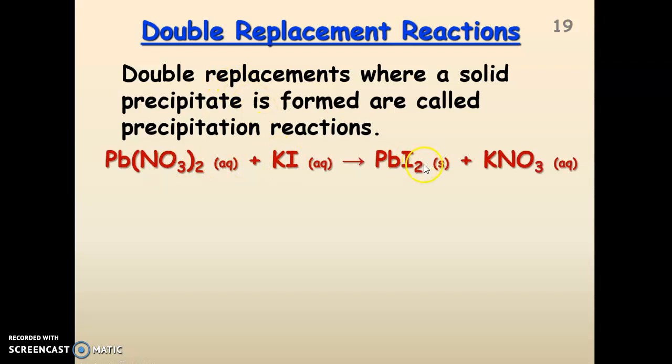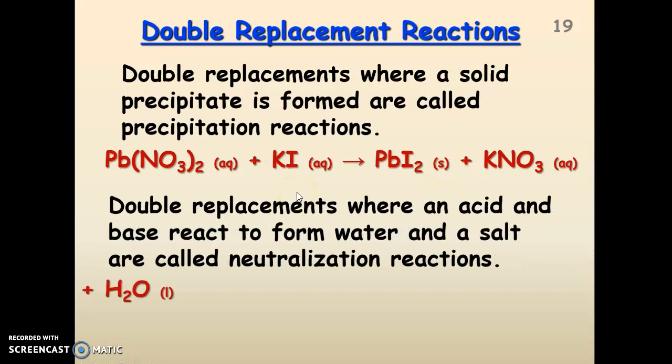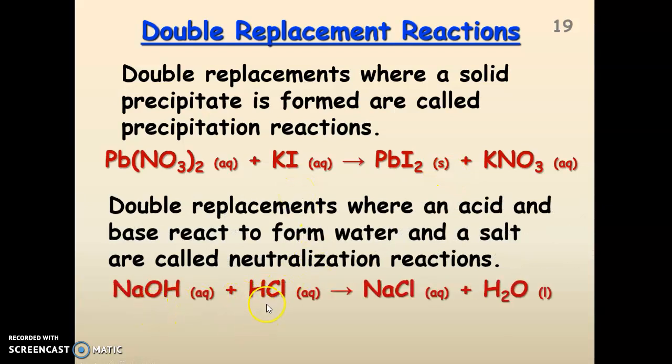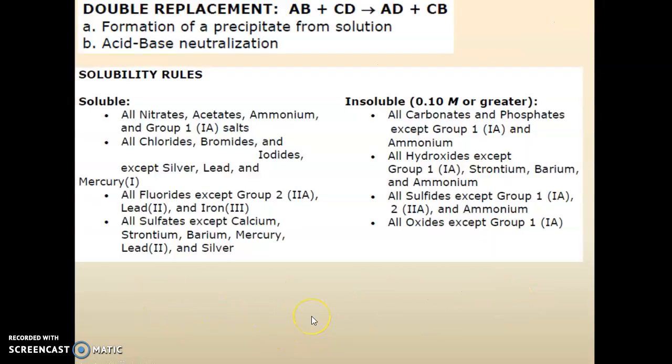This one forms the precipitate lead iodide. This next one is an acid-base neutralization. It forms water, which is a molecular compound. Notice that the S here says that this is no longer dissolved in the solution. That's because it's insoluble. The L here is saying this water is newly formed as a result of these things, and it would just go and mix in with the rest of the water in the solution. So we have formed something new here. This is neither acidic nor basic like the reactants were.